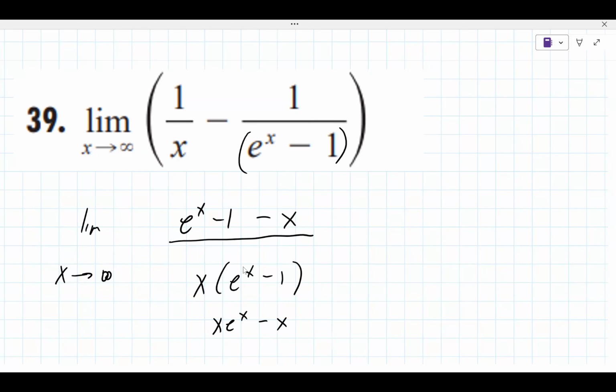On the top, why do you have... Oh, wait, never mind. It does go to infinity over infinity. I'm also kind of glossing over that.